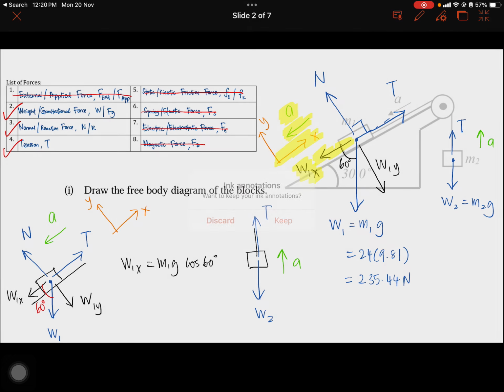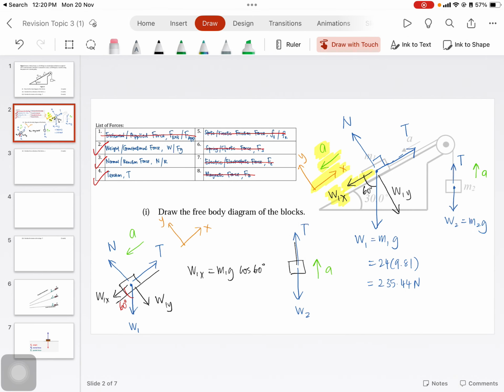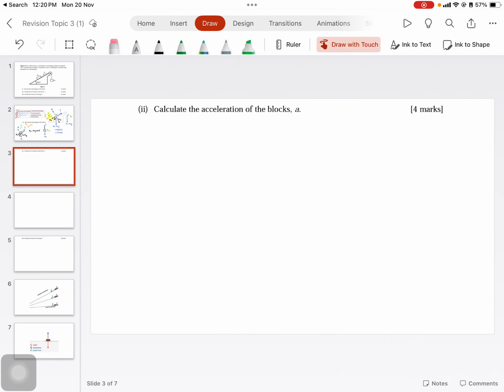So we have drawn all this, and now we can proceed to the next question. Now we're going to take a look at the next question, which is calculating the acceleration of the block. For this one, we need to use the laws of motion. Remember the laws of motion. I'm going to recall back the first free body diagram.